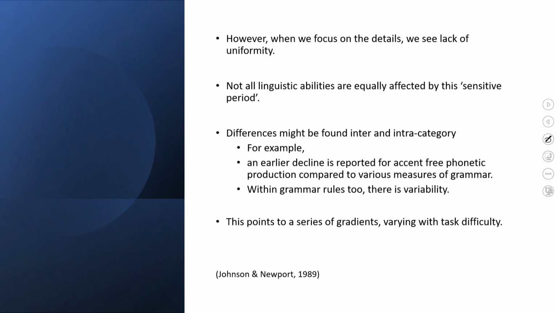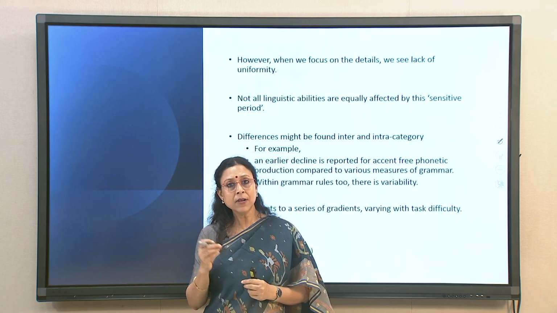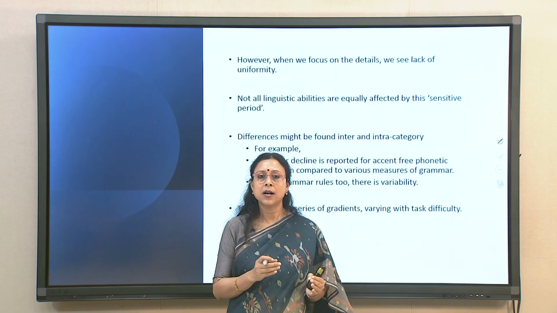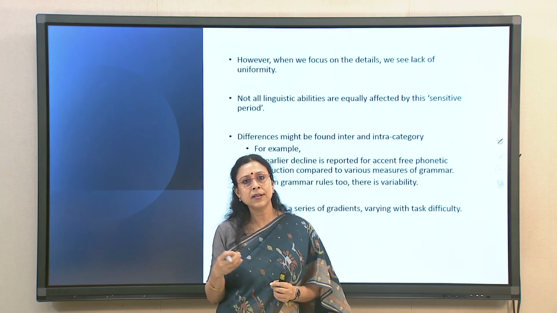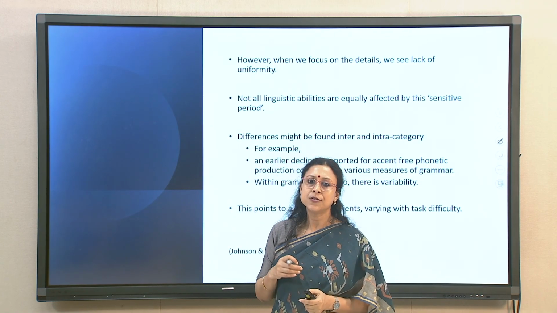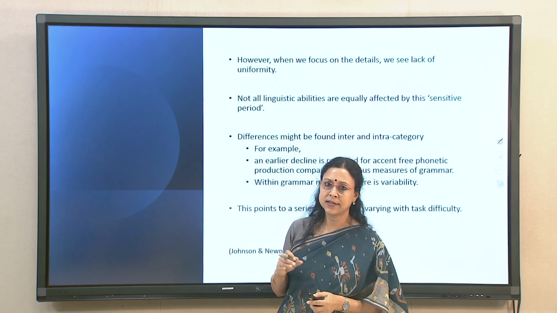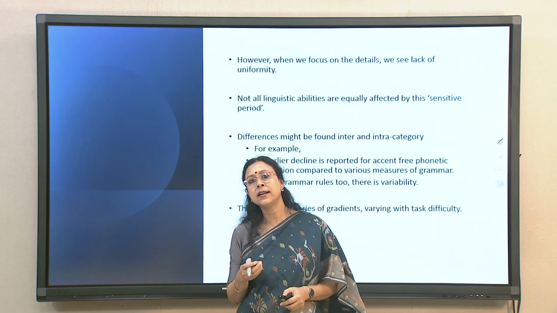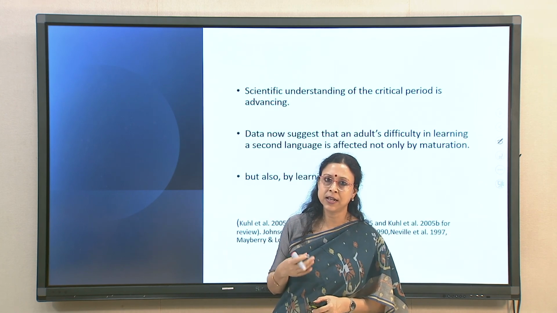For example, the earlier decline is reported for accent free phonetic production as opposed to the various other kinds of grammatical structure. So, there are different kinds of time windows for different kinds of linguistic abilities. Accent free production is one, but grammatical structure might have a different time window. Even within grammatical structures, some can be learned even later, but some structures seem to be very difficult to learn after the sensitive period. So, this points to a series of gradients rather than a very strict time window, and this gradient might vary with the task difficulty level.